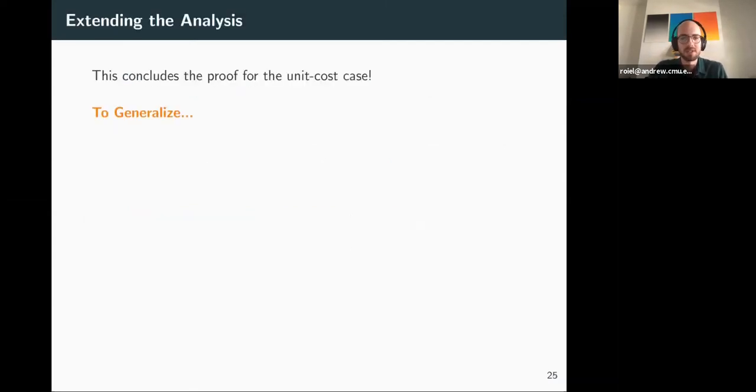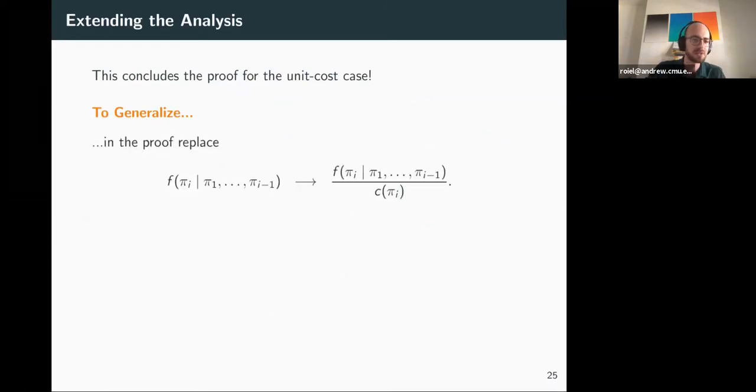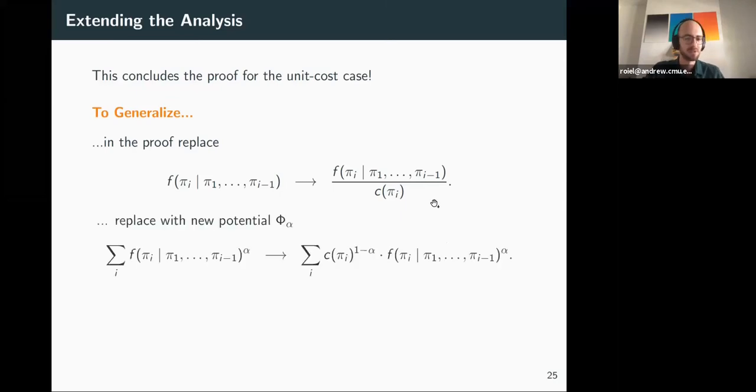Okay, so I'll just say very quickly, this was the proof for the unit cost case. To generalize, you need to do a few things. If you want to run the greedy algorithm, you need to maximize not just the marginal coverage of each element, but the bang for buck of each element, i.e. the marginal coverage divided by its cost. And this makes you need to do a few things. You need to replace the potential function with a more complicated potential, and then actually set the parameter alpha carefully.